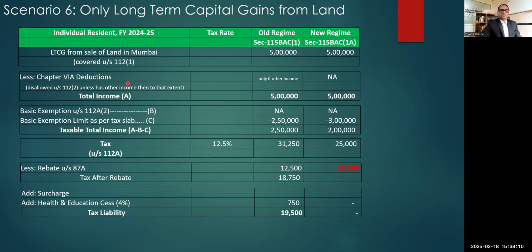Now let's see a scenario wherein there is only long-term capital gain from land. If there is a long-term capital gain from land, it is covered under section 112(1). Now 112(1), as I said, is the residual section for all other cases of long-term capital gain which are not covered under 112A. Let's see whether chapter 6A deduction is allowed here or not. 112(1).